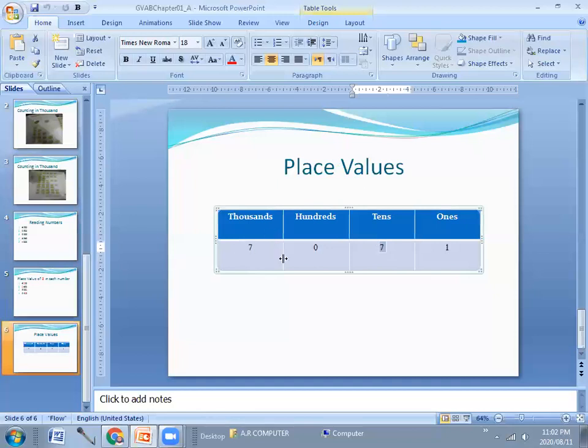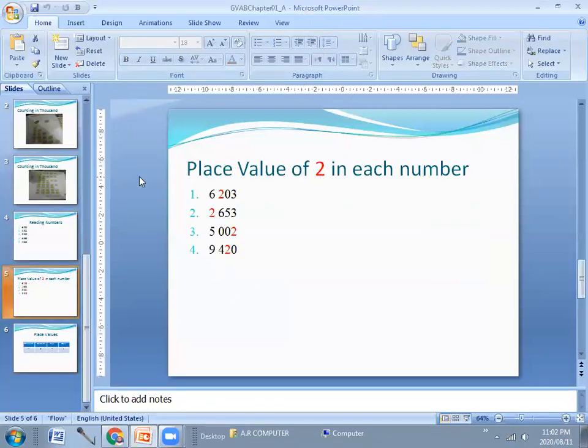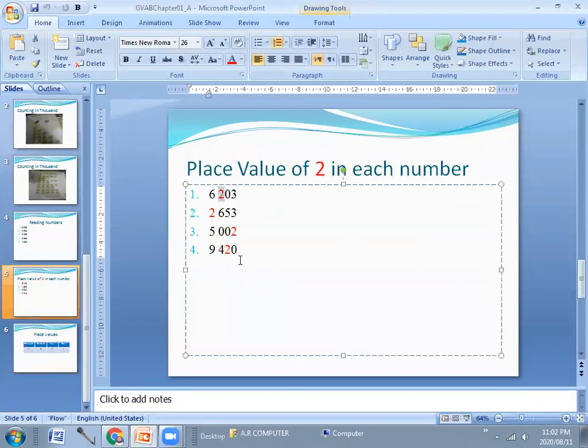Now coming to our exercise, place value of 2 in each number. This is 6203. So what is the place value of 2? As you can see, 2 is at the 100 place. So its place value is 100, because 2 is at the 100 place. But its value is 200.